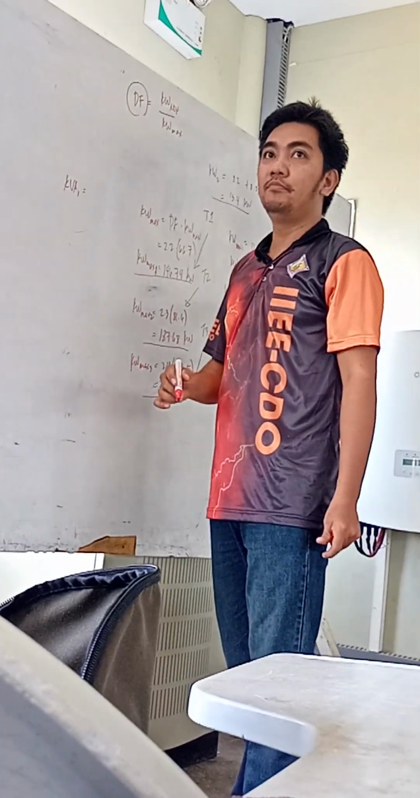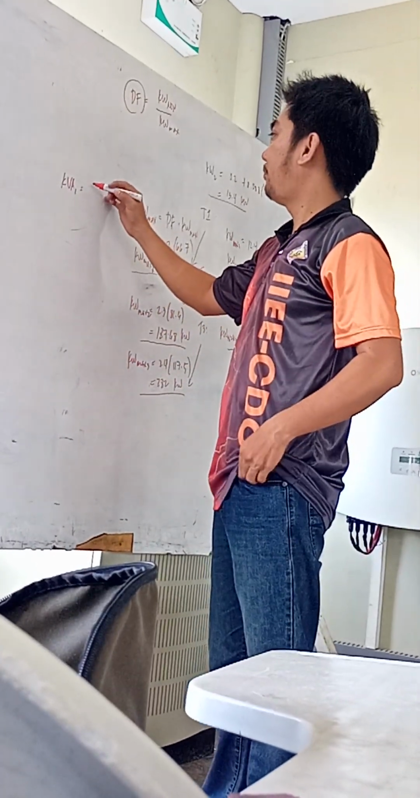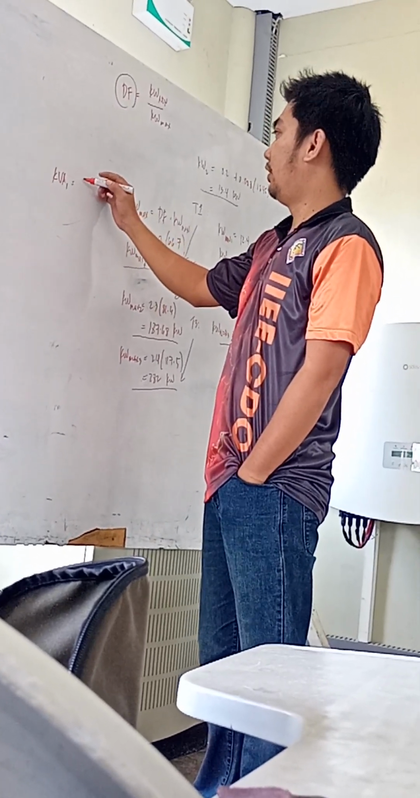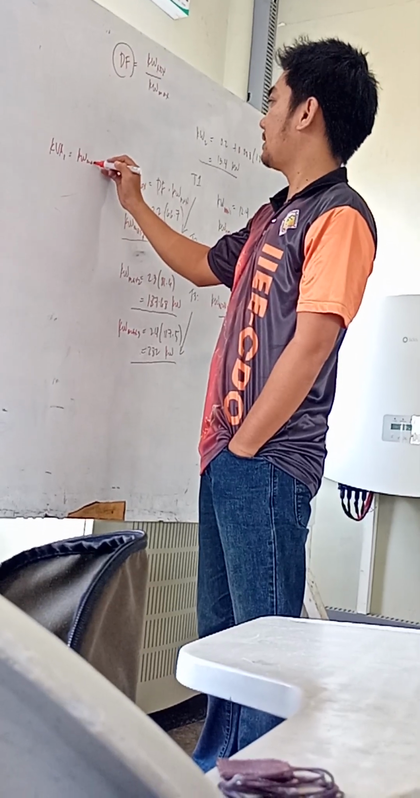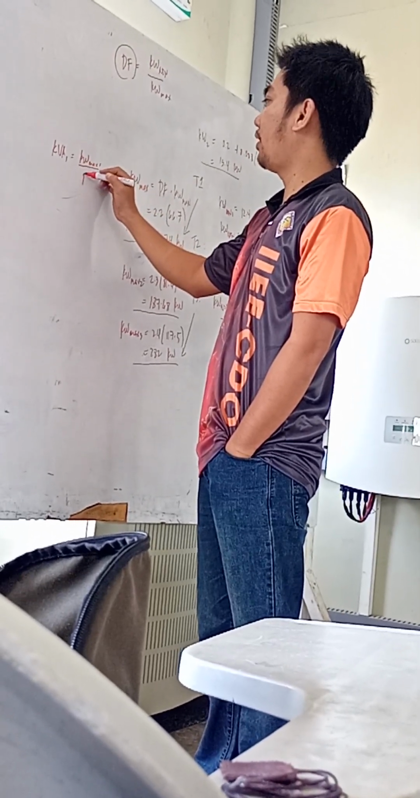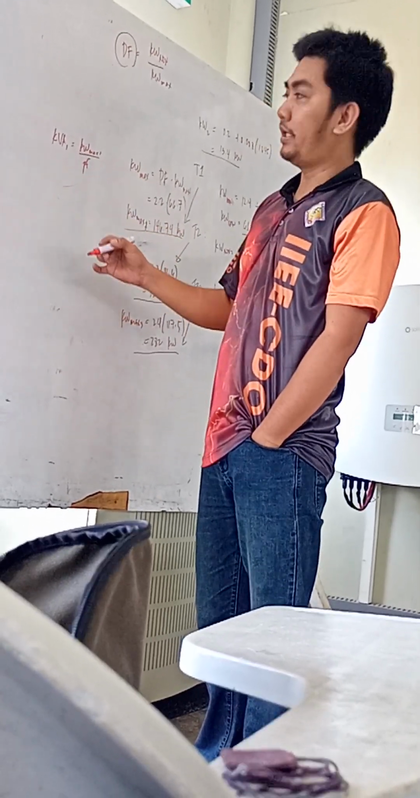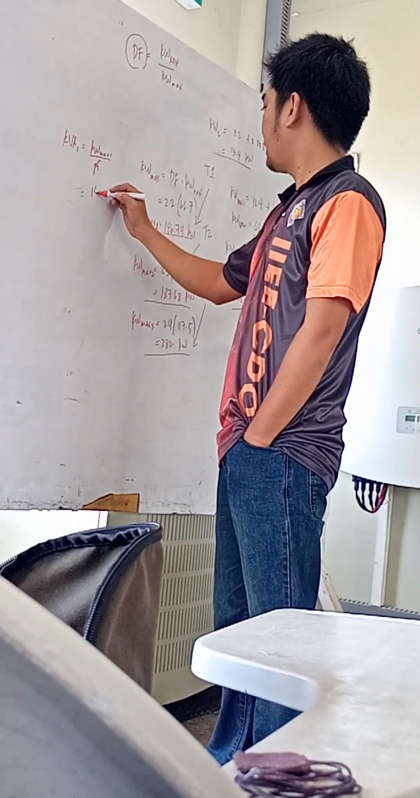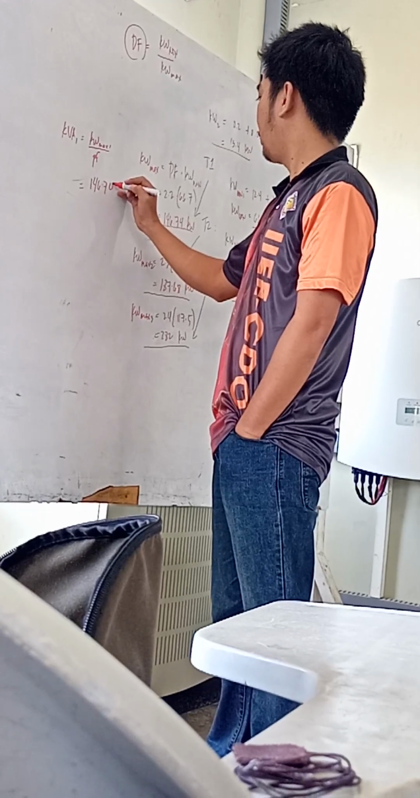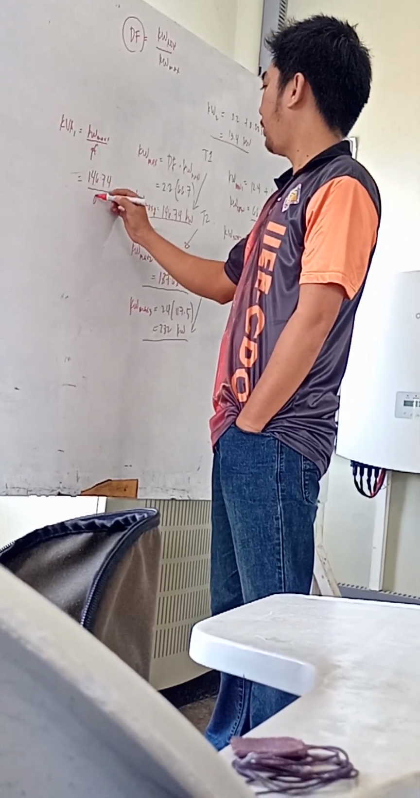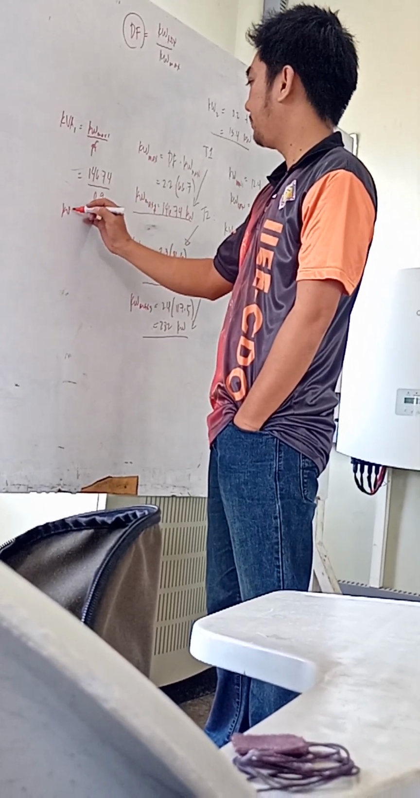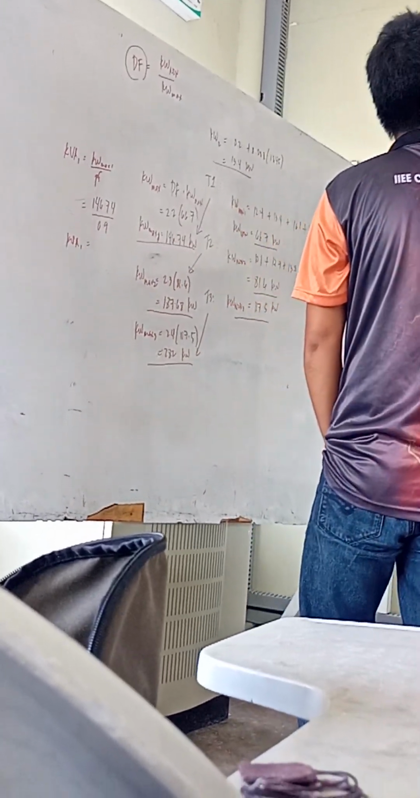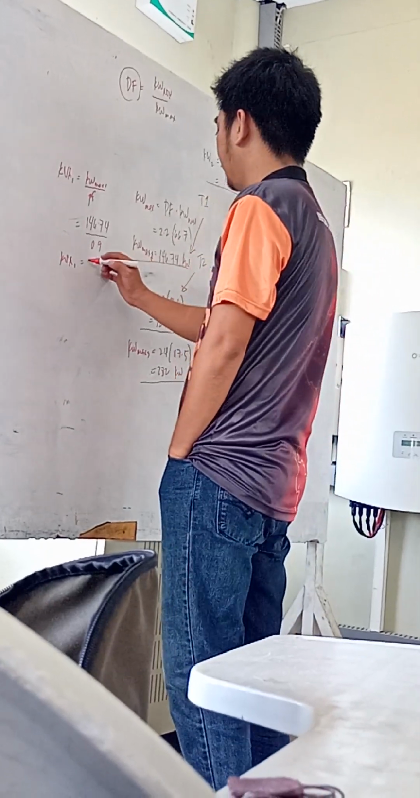This can be derived by dividing the kilowatt maximum by the power factor. Okay? This is the formula. So if you have 146.74 divided by 0.9, how much is the kVA? 163.04.